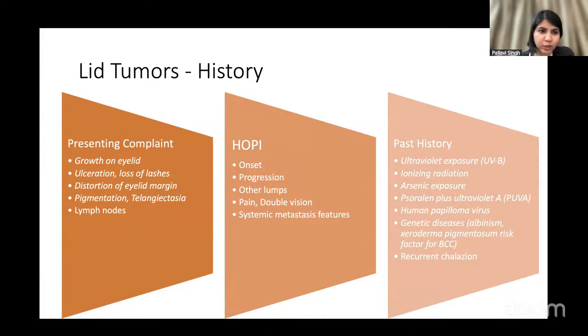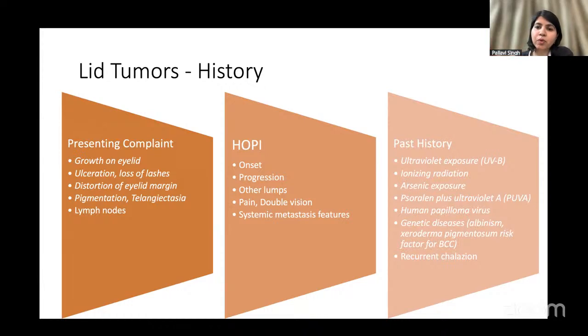Now, moving on to lid tumors, again, we want to look at what the presenting complaint is. If there is a growth on the eyelid, you have to specifically ask if there was any ulceration, any loss of lashes, any distortion of the eyelid, any pigmentation, or any other masses that they could feel. You want to know about the onset and progression, and if there are any other lumps anywhere. That's an important question. Ask about any pain, and any systemic features of metastasis, which would be weight loss or fevers, any lower back pain, just the general features that we ask about for metastasis.